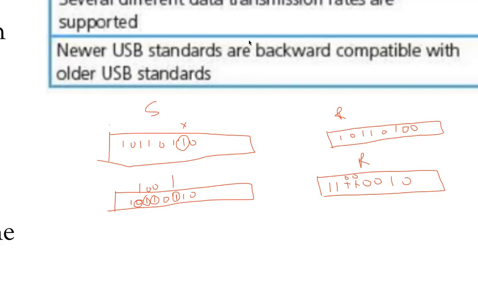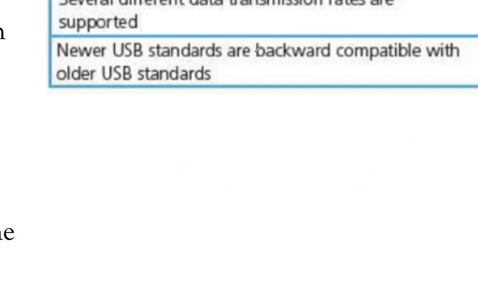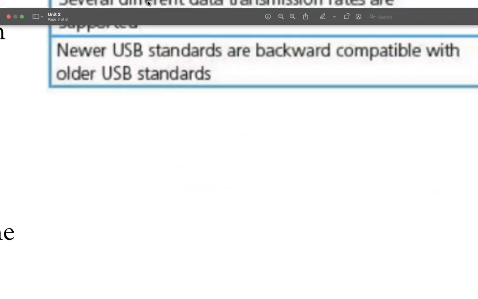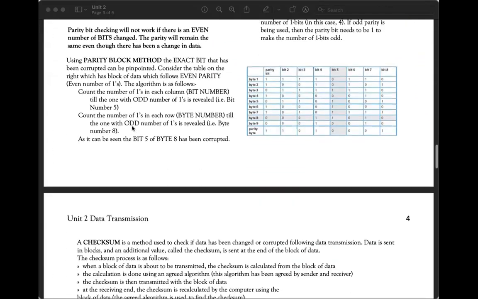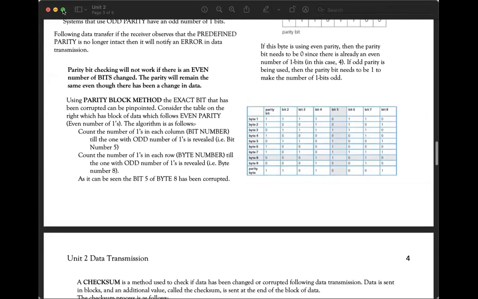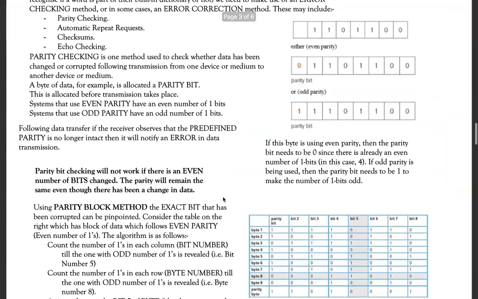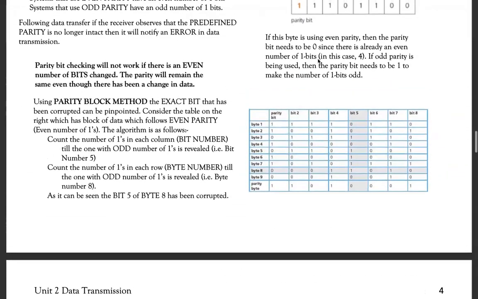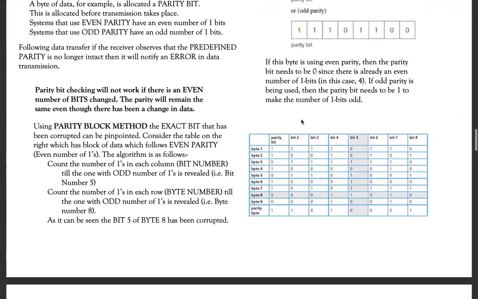So this is one of the biggest flaws regarding parity. Now, because of this flaw, we have to shift towards another method, okay? That method involves the transmission or making use of a parity block. Now, what is a parity block? Parity block means that instead of sending just 1 byte at a time, I send a block of bytes.